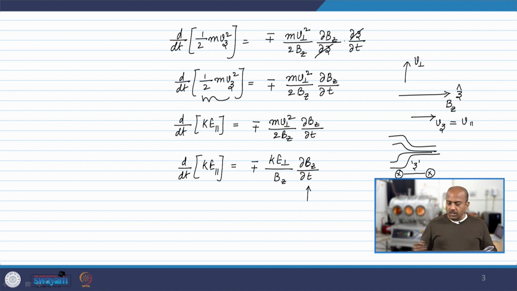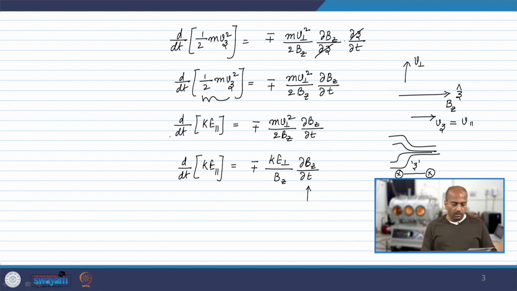But one thing is for sure: if at a given point the magnetic field is not changing, that is the most important thing. The magnetic field only changes when the particle has a velocity and is moving along a particular direction, right? So what is the consequence? The consequence is very simple actually.